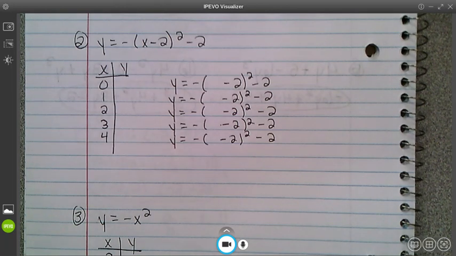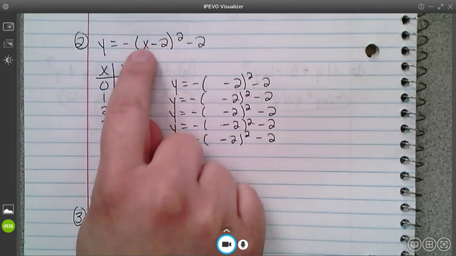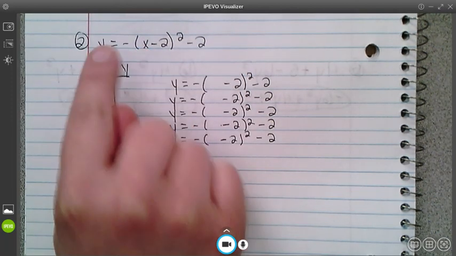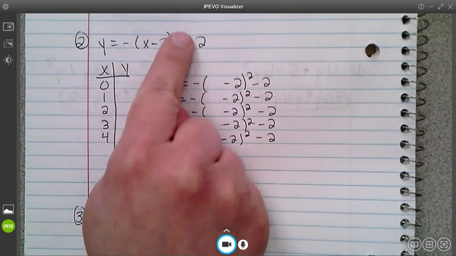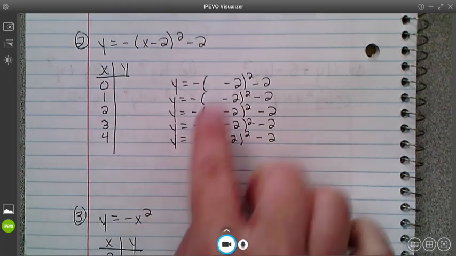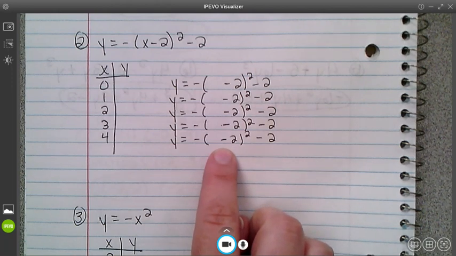So for example number 2, just to save some time, I've got my template drawn out because I've only got the one x value to plug in here. I've got the negative out front. We're subtracting 2 from the x, then squaring it, and then we're subtracting 2. So what I did is I just left a space for that x value.